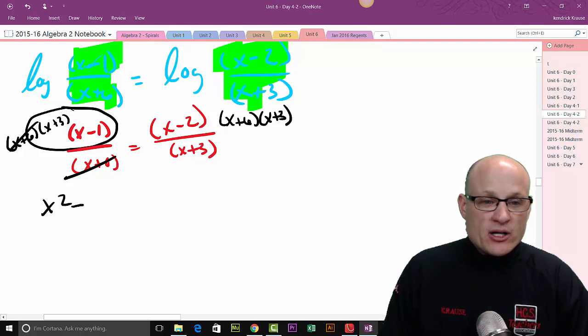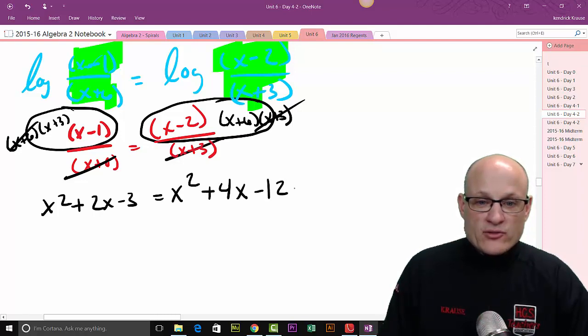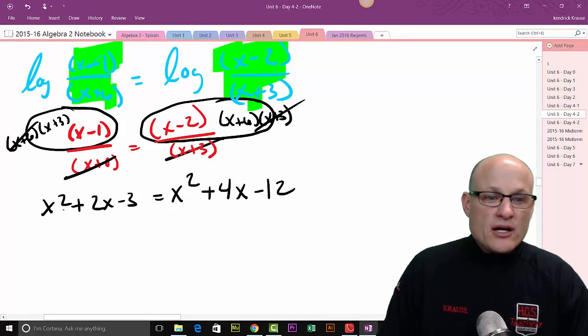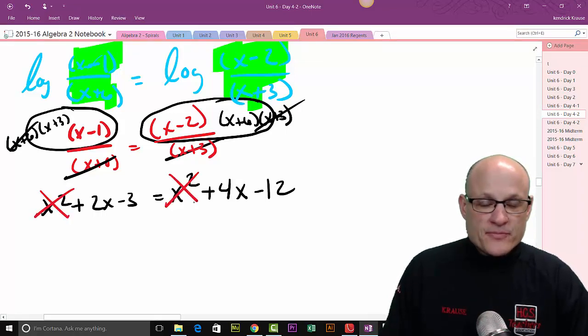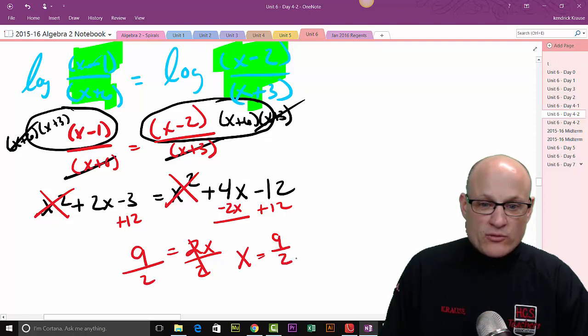So I get x squared + 2x - 3 equals, these cancel, so I multiply this together, x squared + 4x - 12. I hope you notice the x squareds cancel. So I'll bring the 2x over, subtract 2x, and I get 2x on this side. And I'll add 12, and I get 9 here. Divide both sides by 2, and I get x equals 9 over 2.